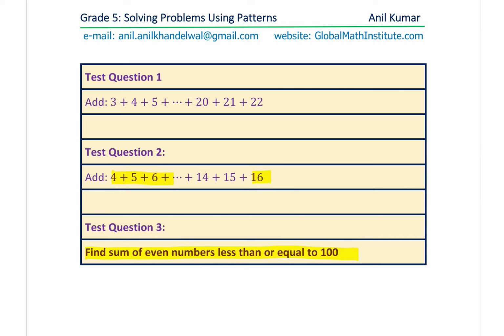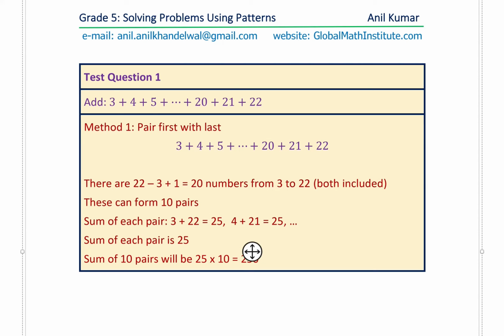I'd like you to pause the video, copy these questions, solve them. Does that make sense to you? I'll quickly go through their solutions. I will not really explain them much since it is an exercise for you to do. So in test question number 1, we have to add numbers 3, 4, 5 up to 22. First step should be what? First step should be understanding what method you are going to apply, because you've understood the question.